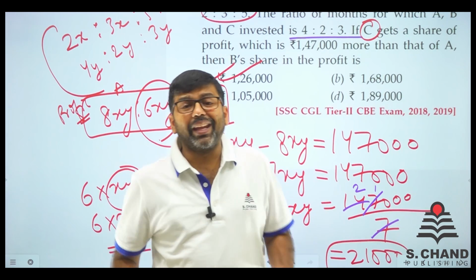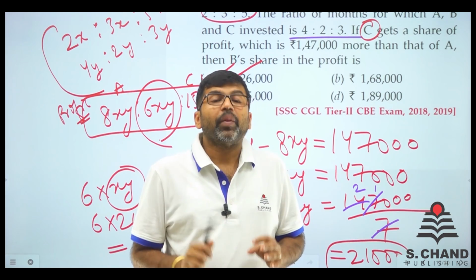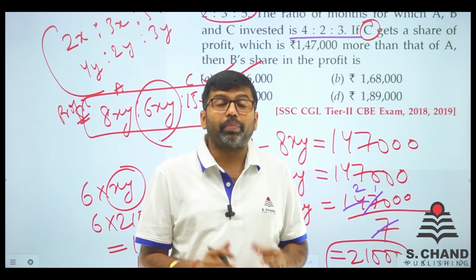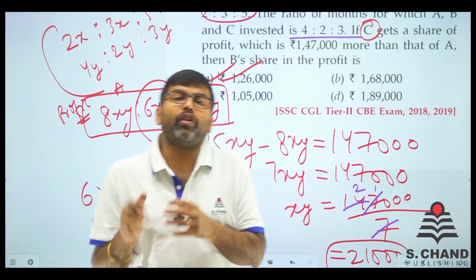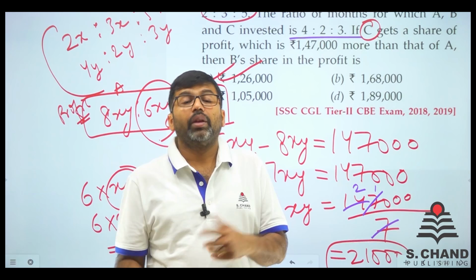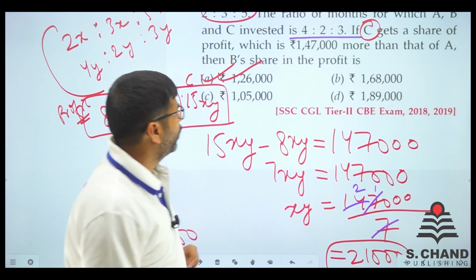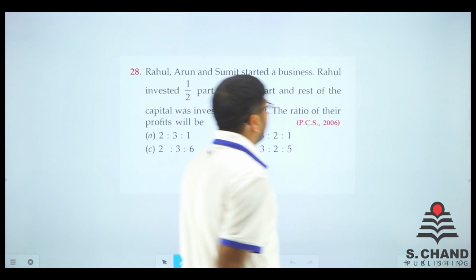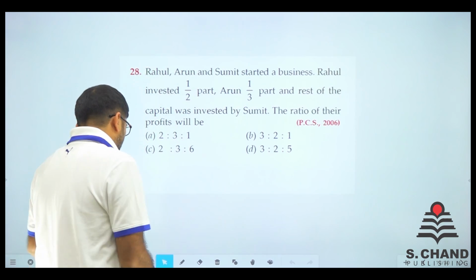So generally, in compound partnership, if the money is invested for different times, just multiply that money into time to get the profit share, the profit ratio, and you are there. We move on to the next question, everybody. Here we go. The question number is 28.